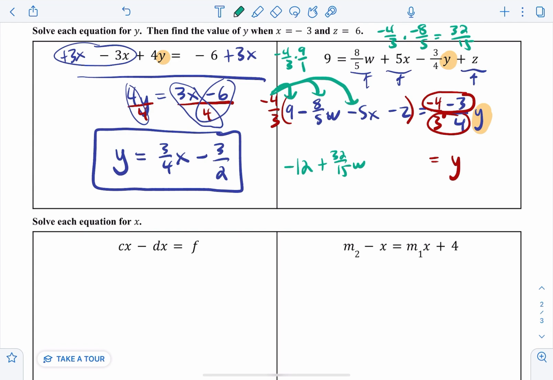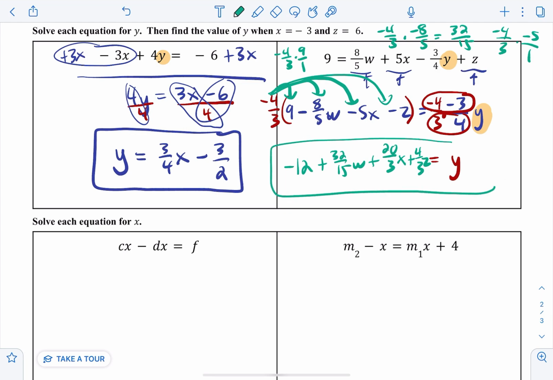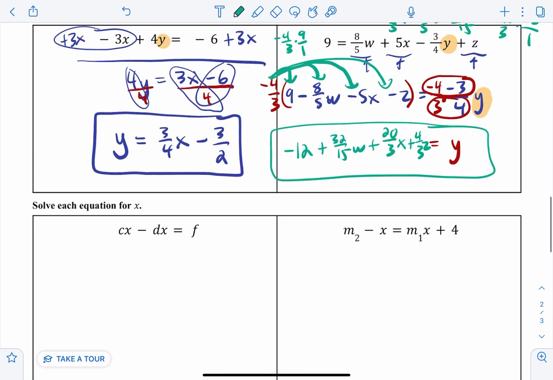And then you'll have to distribute to there as well. It'll be negative 4/3 times negative 5, which would be positive, 20 on top and 3 on bottom, x. And then multiplying to that last term, that's a negative times a negative again, so you're going to get positive, but then of course it's just going to be 4/3 z. So that right there would be your final result solving that particular equation for y.